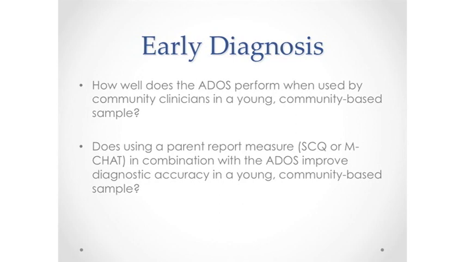But the literature had suggested, and in fact Sally Rogers has a nice paper looking at this, that parent report information is an important component of adding to the ADOS for identifying, with some reliability and validity, autism in very young children. So we wanted to see how those measures also held up.